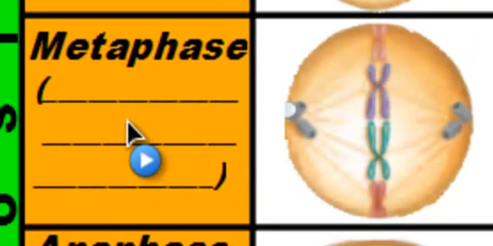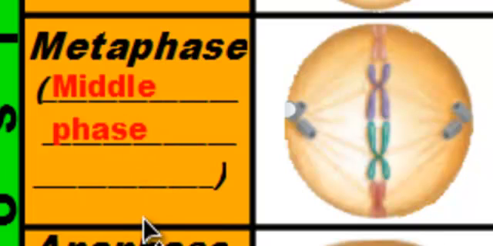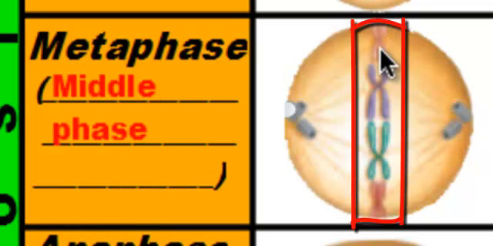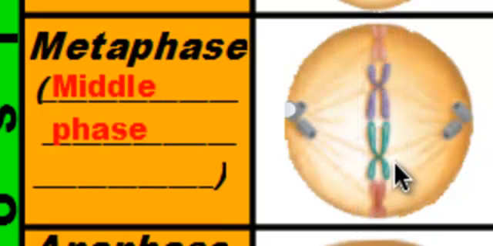We move into the phase called metaphase. And metaphase is known as the middle phase. And the reason why I call it the middle phase is because the chromatid pairs line up across the middle of the cell. So as you can see, here we have our chromatid pairs right down the middle. So middle, meta. That's how I always remembered it.